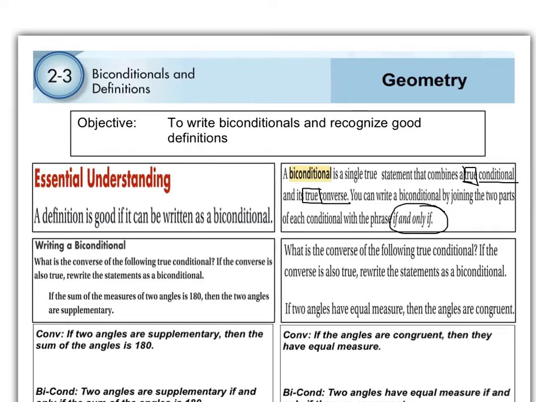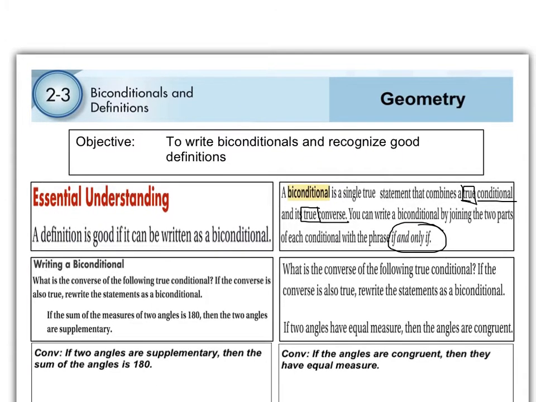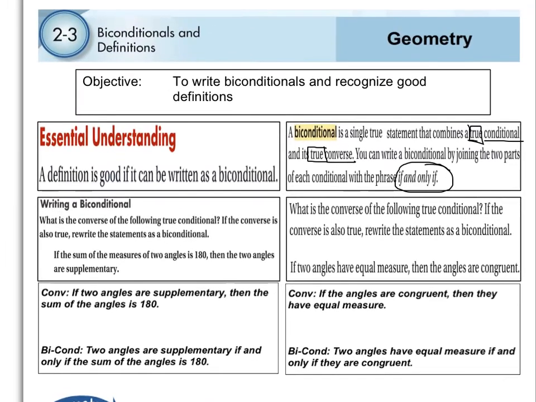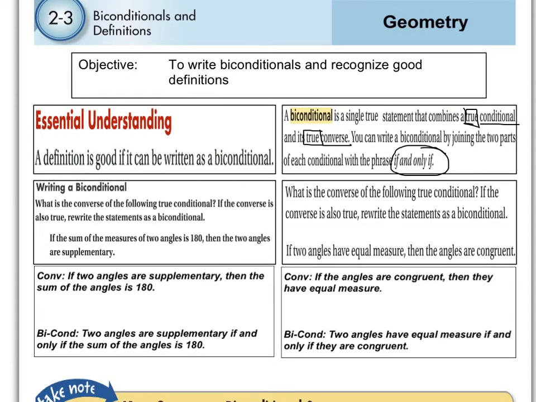The converse of that reads, if two angles are supplementary, then the sum of the angles is 180 degrees. Is that true? Well, of course it is. If two angles are supplementary, they add up to be 180. So right now, I know that both my converse and my conditional are true statements. Both of these are true. So if they're both true statements, I can write it all as one statement.